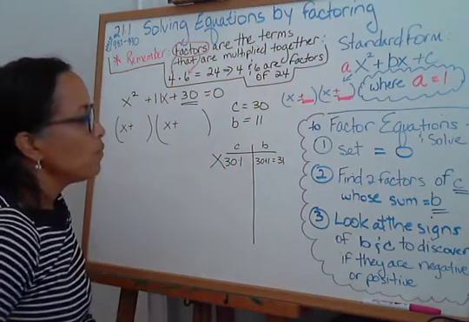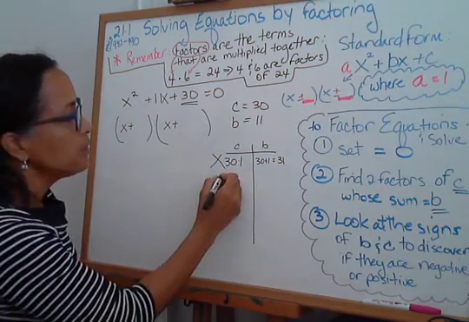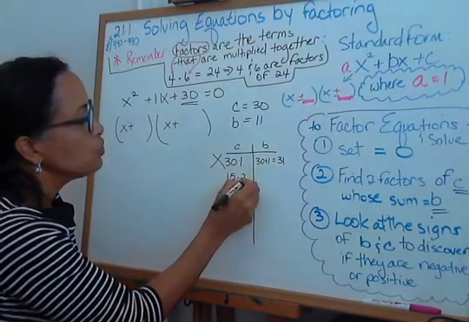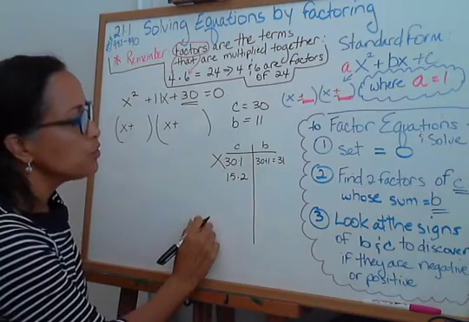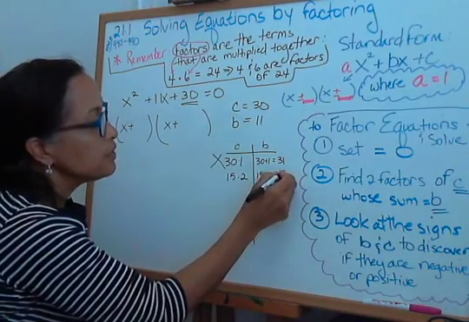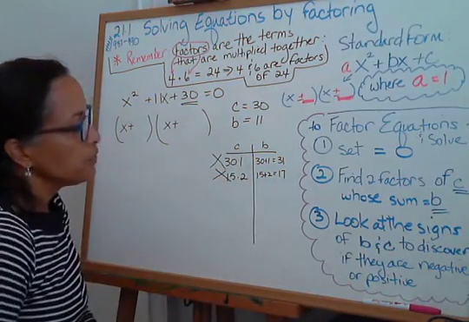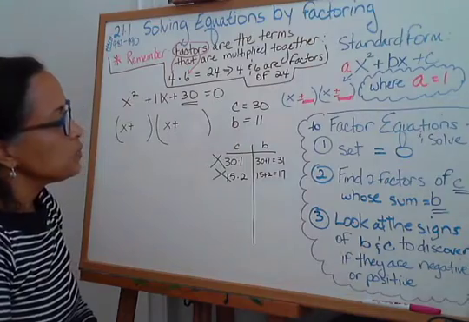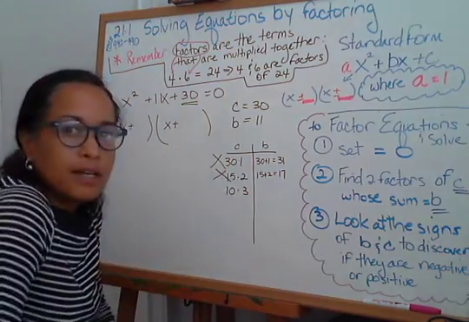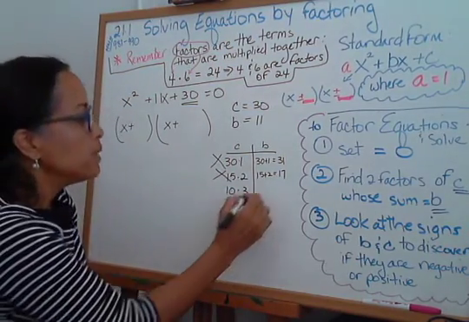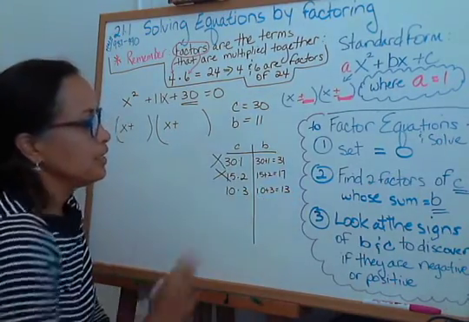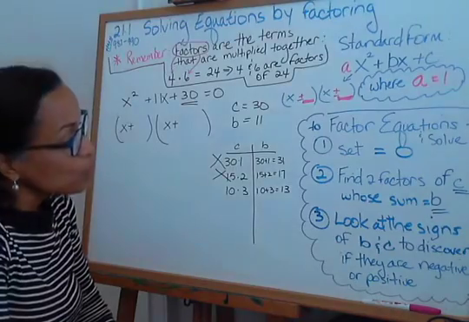No. Well, what's the next two numbers I can multiply? I can multiply 15 times 2. Well, 15 times 2 is 30. 15 plus 2, though, is 17. It is not equal to 11. What else can I multiply together to get 30? Well, I can do 10 times 3. 10 times 3 is 30, but 10 plus 3 is 13. It's not, but we're getting close.